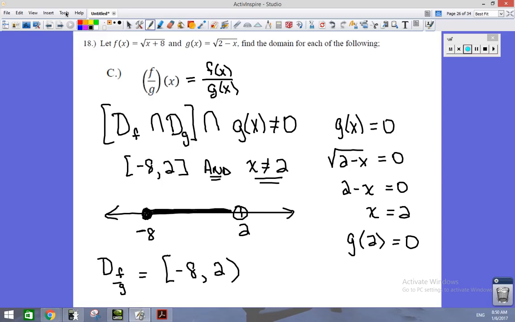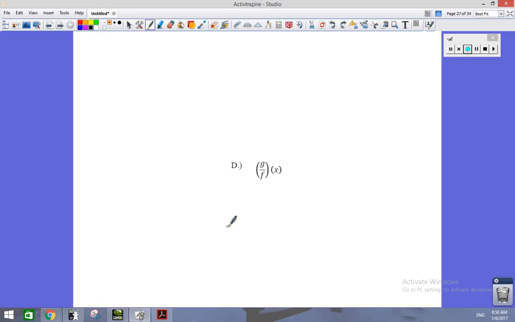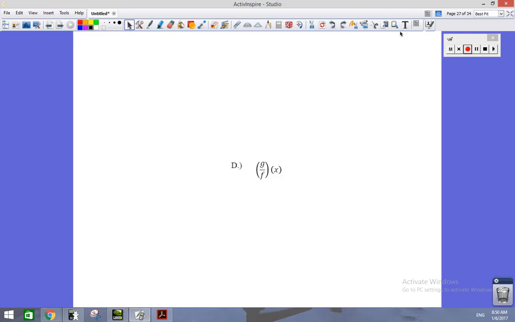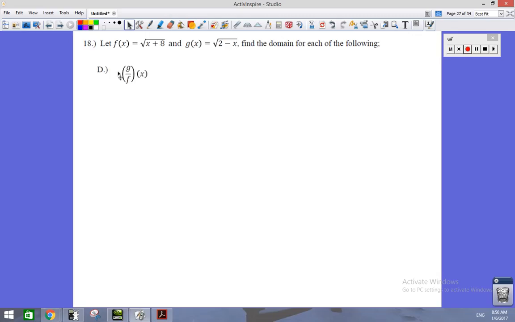All right. Let's take a look at D. Well, it's the same idea that we just did in C. When you have two functions and you're building a new function through division, and you're trying to find the domain of this new function, you want to take the domain of f intersected with the domain of g. And the intersect, taking the domain of g and intersecting it with the domain of f is the same idea, right? It's commutative.